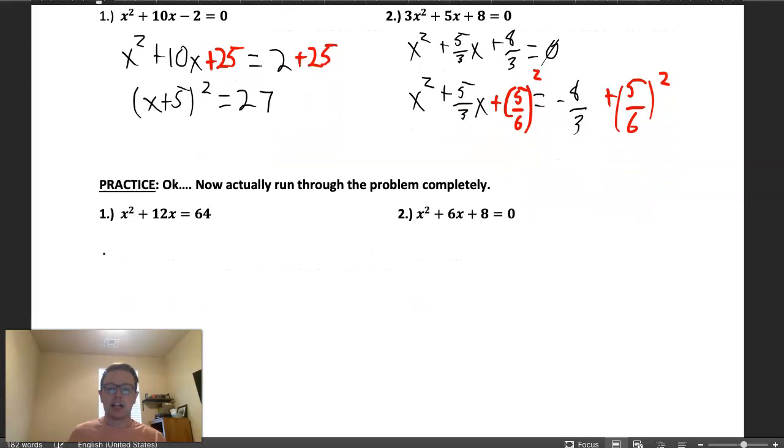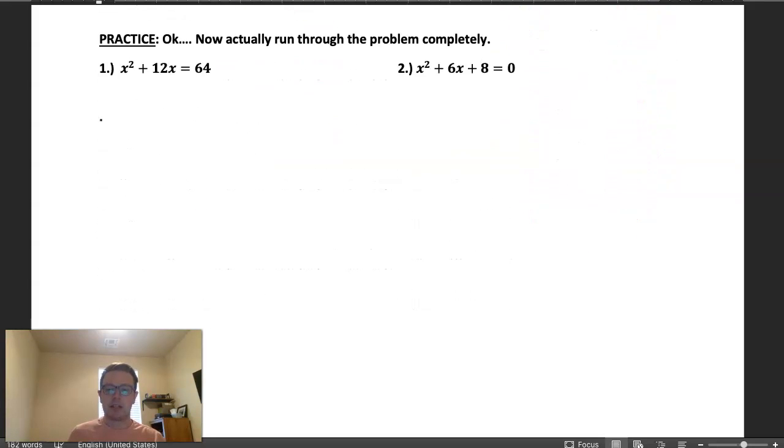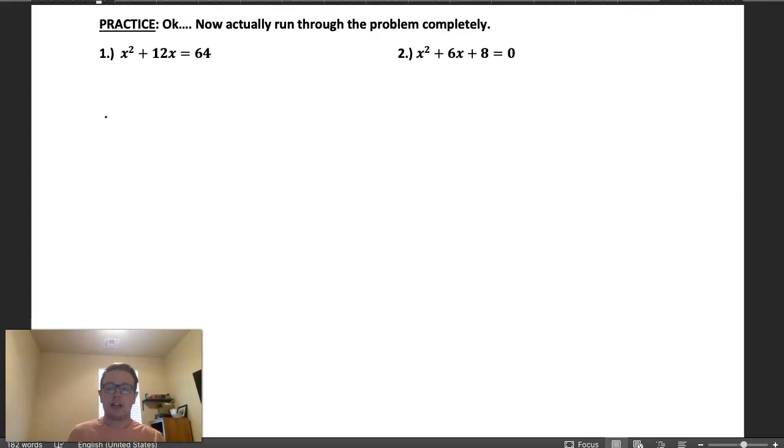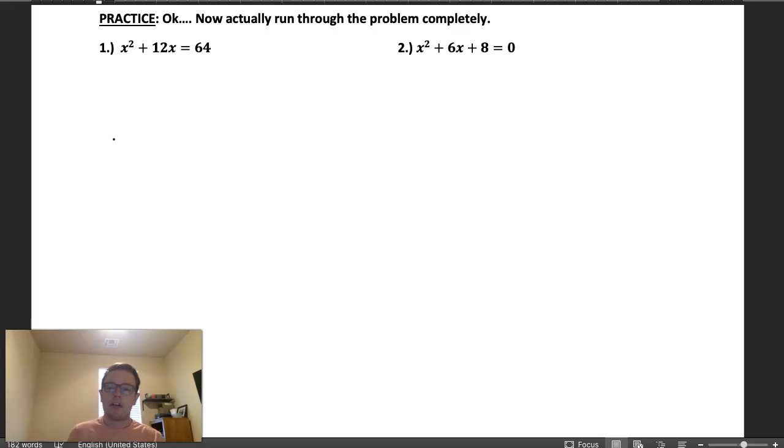Now, let's actually have you walk through a problem. So let's have you go ahead and try to go through the steps to solve this. Remember, step 1, divide by a and get c over to the other side. Step 2 is to add b over 2 squared, then complete the square and finish solving. So what would our values for x be for this first problem?